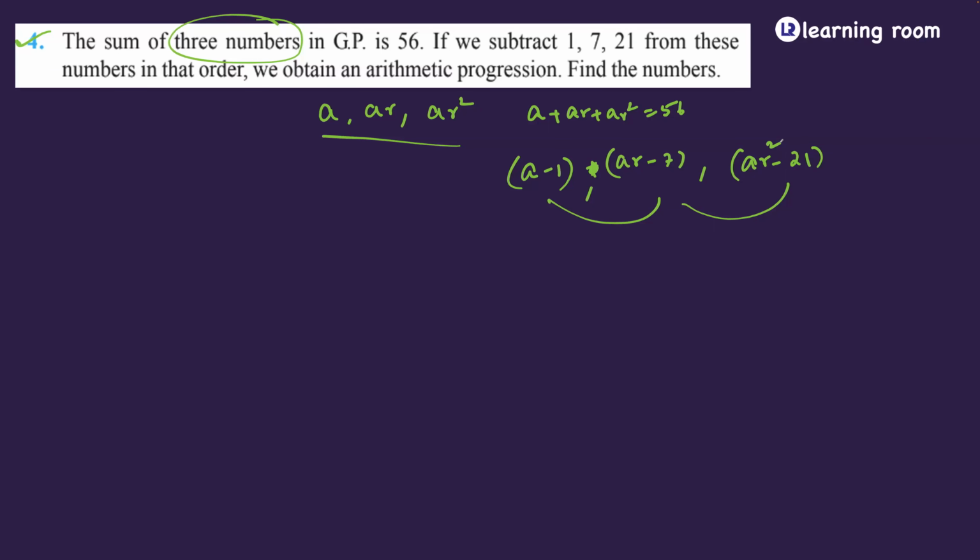Tell me. AR is equal to 16, so the middle term is 16. So AR is equal to 16 means R is equal to 8. So what do we need to find? We need to find the numbers, no? So if R is 8, then how much is A? 2.